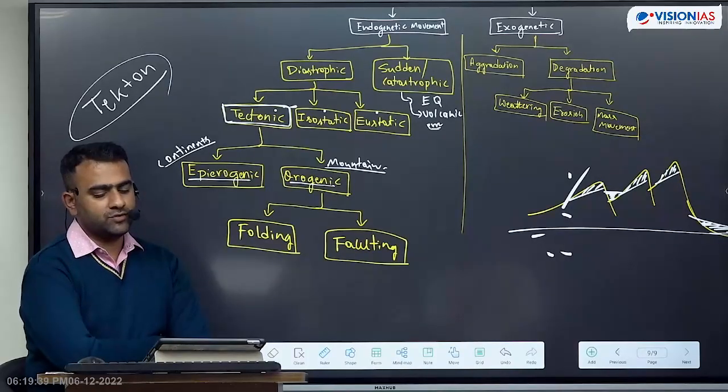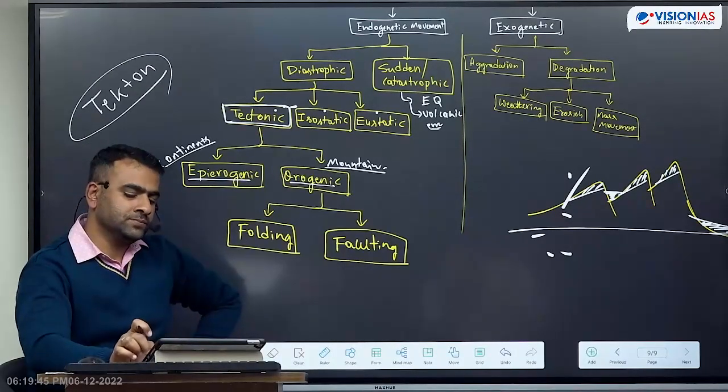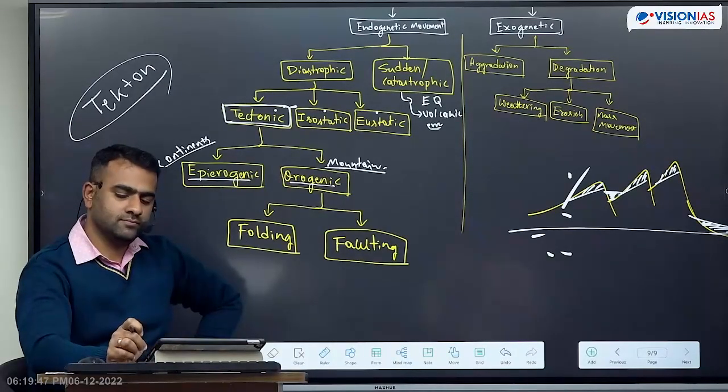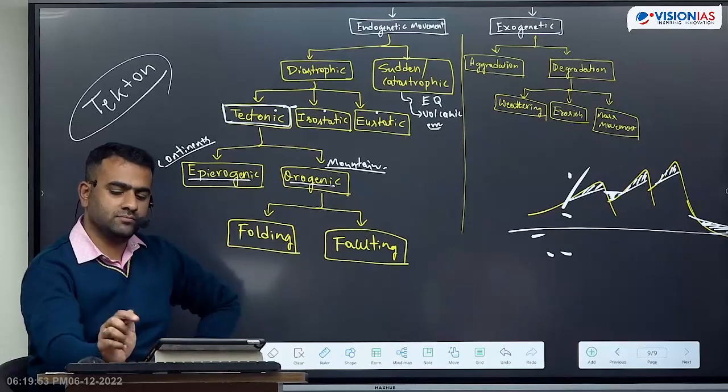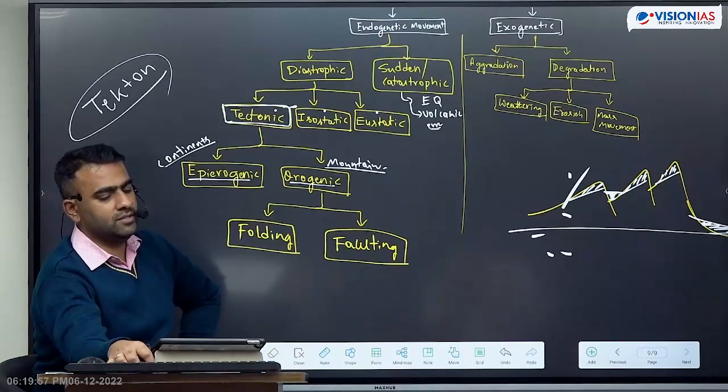So diastrophic movements are of three types: tectonic, isostatic, and eustatic.